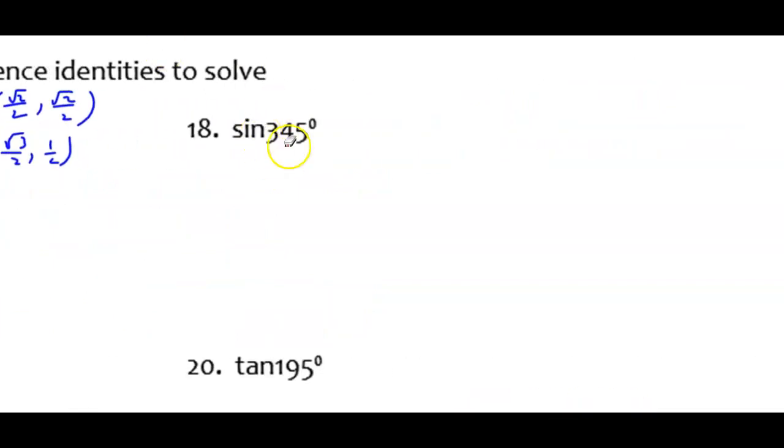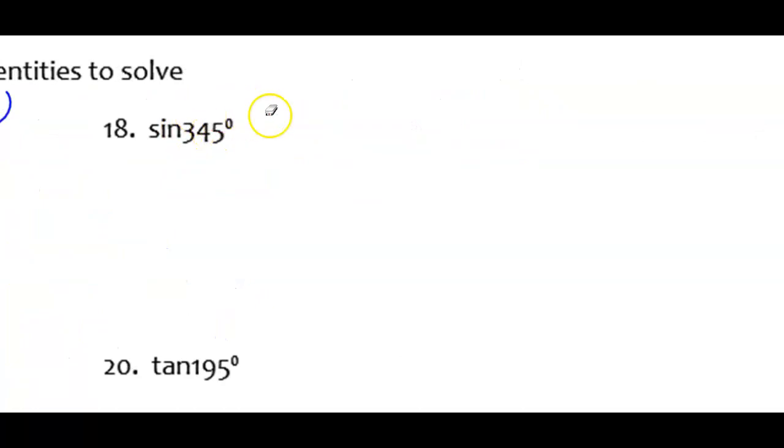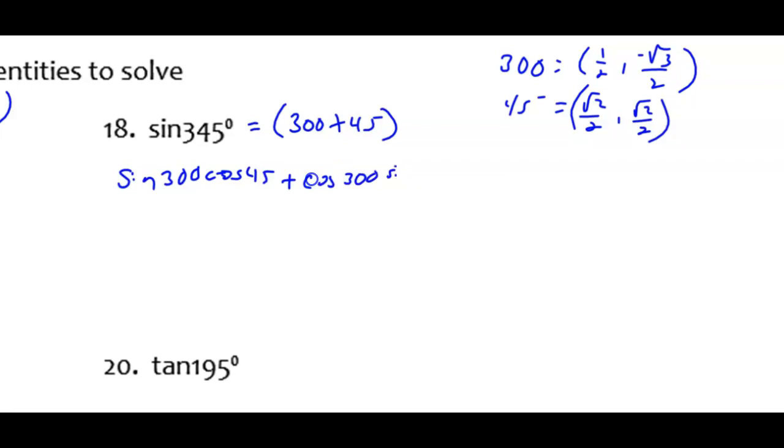Over here, sine of 345, since I did subtraction there, I'll do addition here. So sine of 345, we can say is 300 plus 45. All right, so now 300, that point is going to be 1 half, negative radical 3 over 2. And 45, of course, is radical 2 over 2, comma radical 2 over 2. So we have sine of 300 cosine of 45 plus cosine of 300 sine of 45.